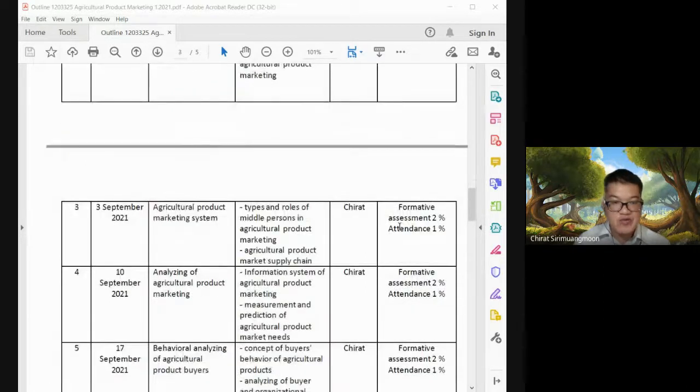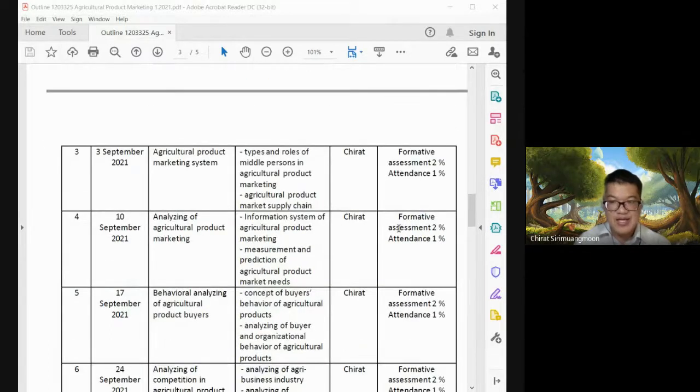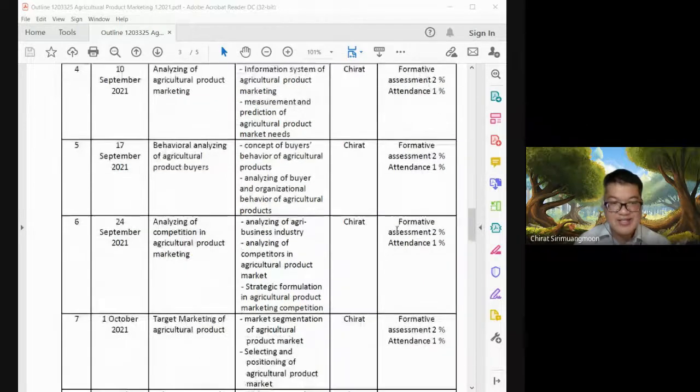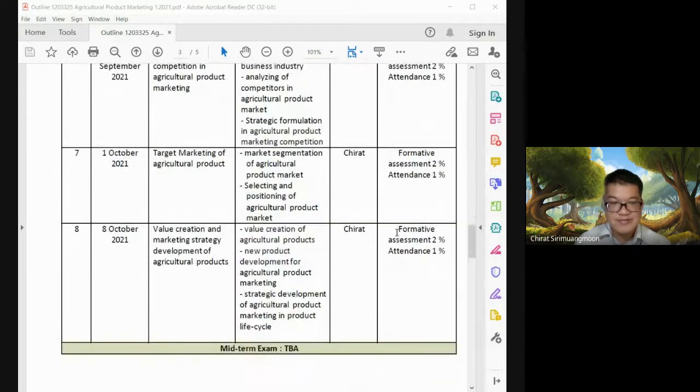The third week, we're going to learn a little bit more about the marketing system. And next, we're going to learn about analyzing of product marketing, behavioral analysis, analyzing of the competitions, target marketing, value creation, and marketing strategies. And then we're going to have the midterm exam. Normally, the midterm exam covers the first week to the 7th week only.